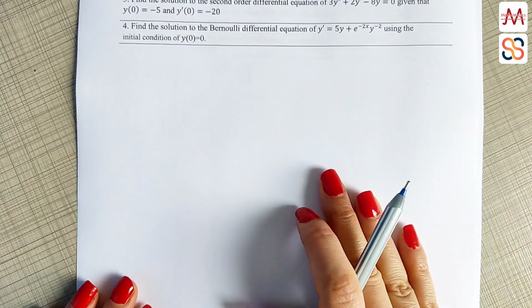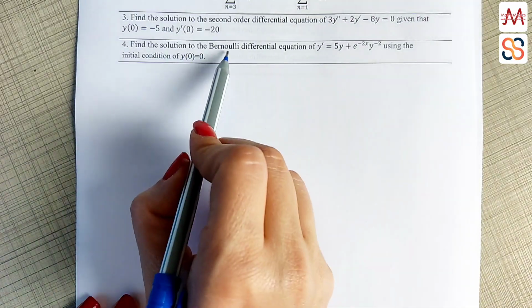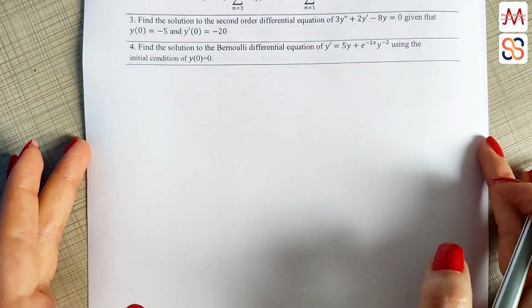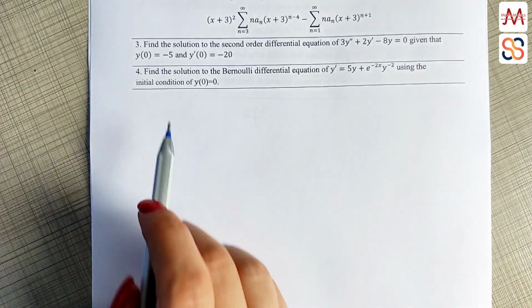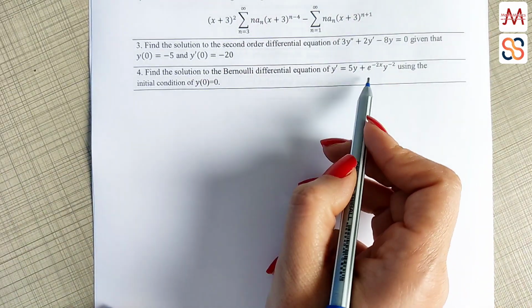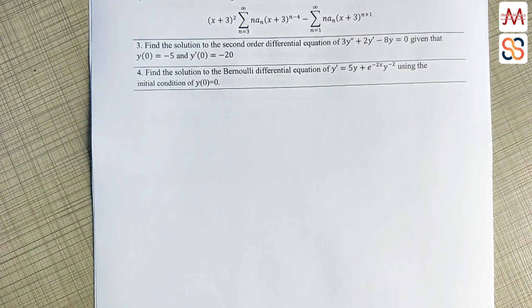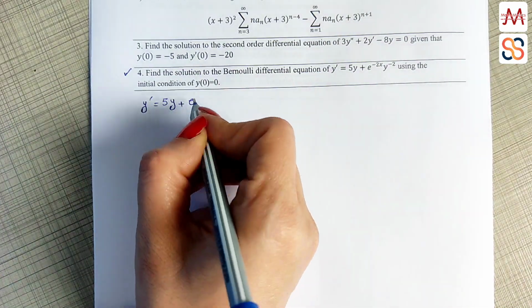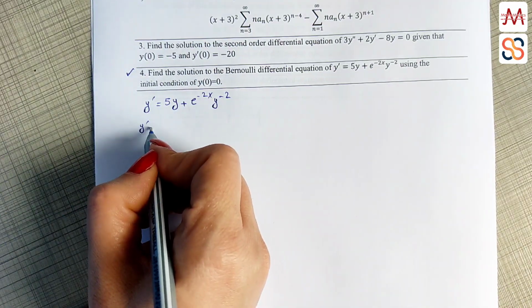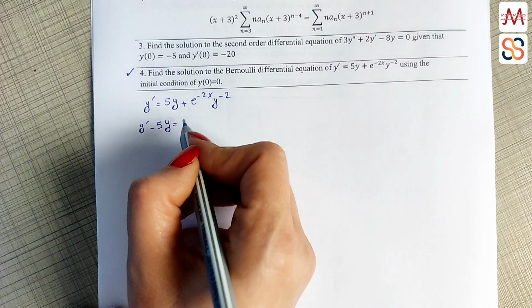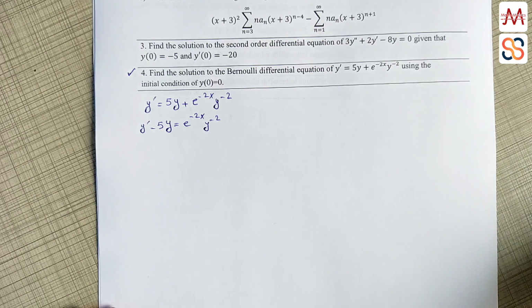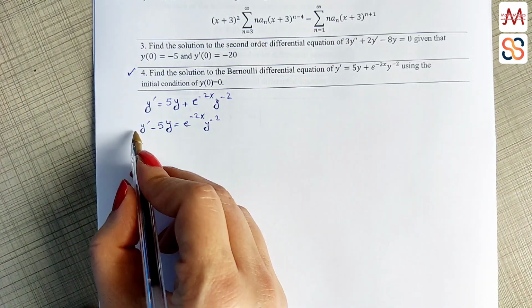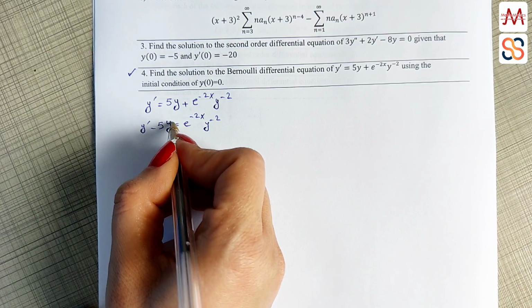Let's solve the last question. In this question, we must find the solution to the Bernoulli differential equation of y prime equals 5y plus e to the power of minus 2x y to the power of minus 2, and there is an initial condition as well. In the first step, it is better to bring 5y from the right side to the left side. Look at right side. As you can see, there is y to the power of minus 2 in the right side. So we want to remove it.